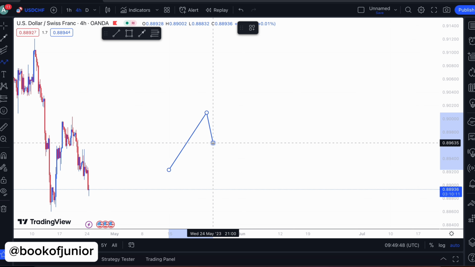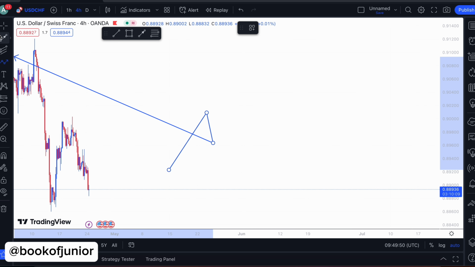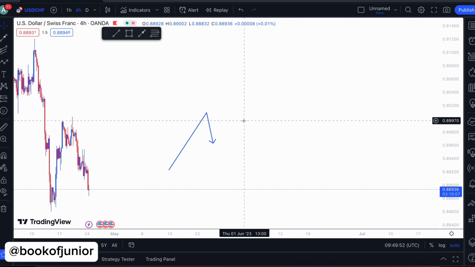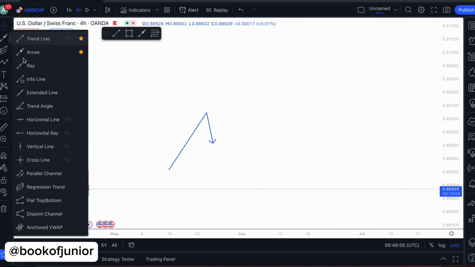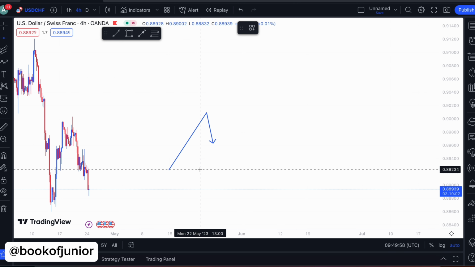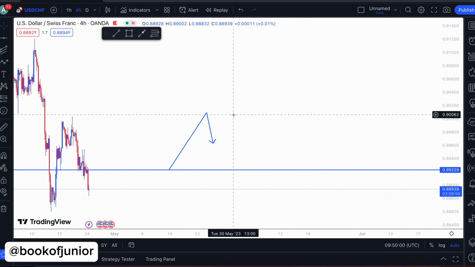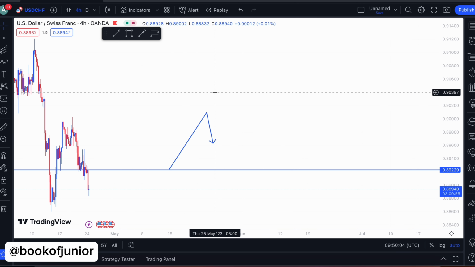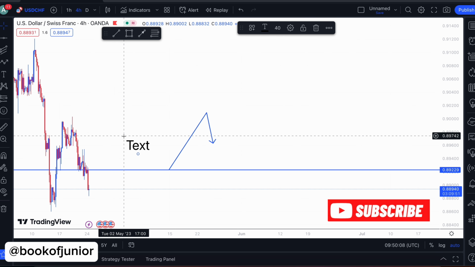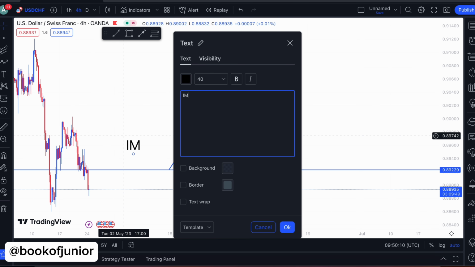So let's say this is our nice market, as you can see. From here, this is our starting line down here. So price pushes up, starts coming back down. So this is an impulsive move, let's write it, impulsive. I think just like that, impulsive.